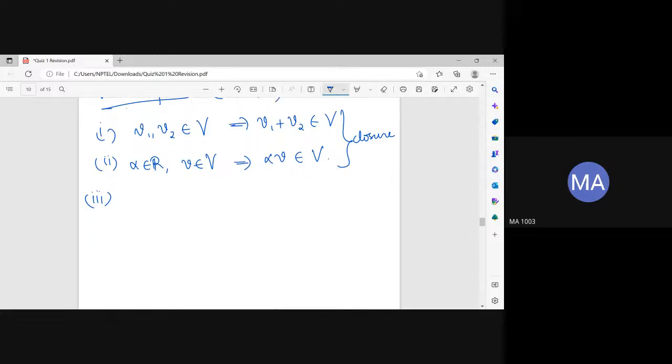One is associativity. So you have three vectors. You can add any two first, and then add it with the third.